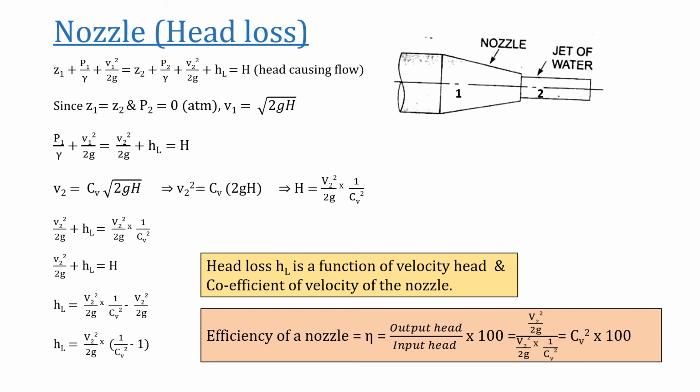So from here we get that the head loss is a function of velocity head and the coefficient of velocity for the nozzle. Now if we calculate the efficiency of a nozzle, which is the ratio of output head to input head multiplied by 100, the output head is V2 square over 2g and the input head is V2 square over 2g into 1 over Cv square. So that is equal to Cv square into 100. So the efficiency of a nozzle is directly proportional to the square of the coefficient of velocity.